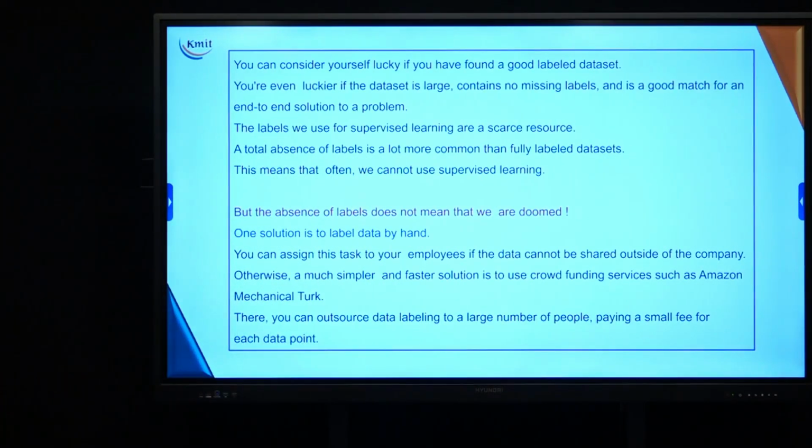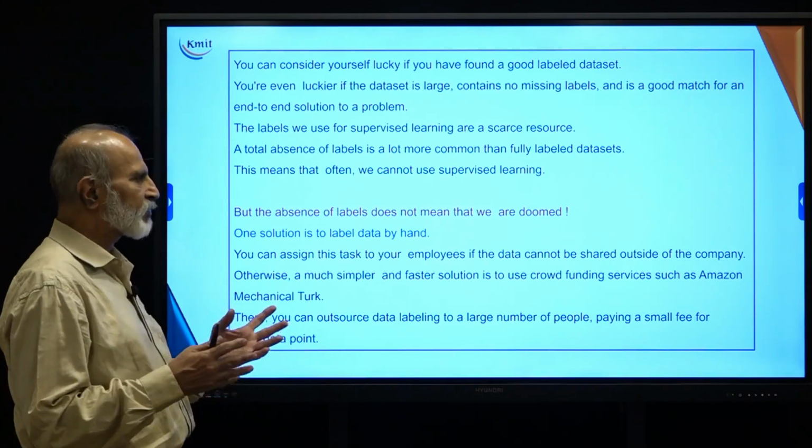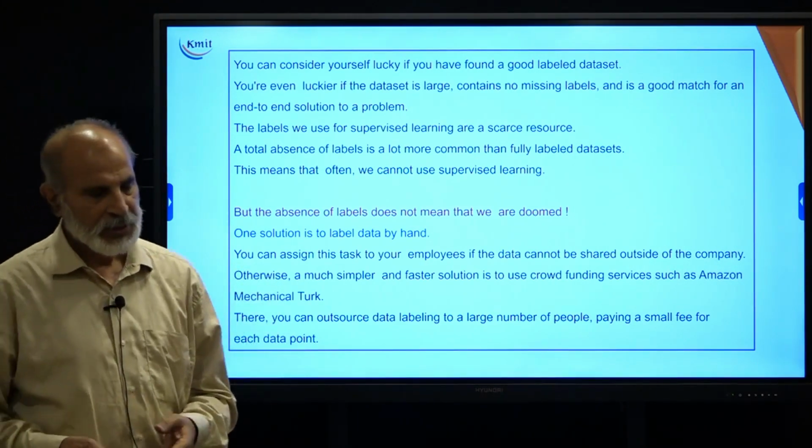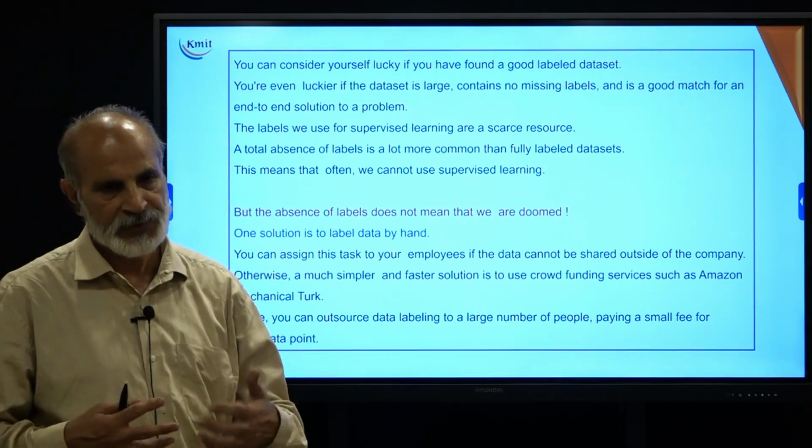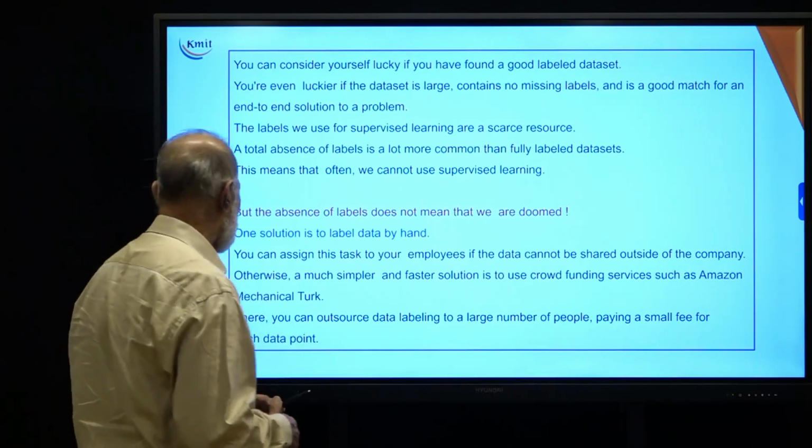You can consider yourself lucky if you have found a good labeled data set. So what we do is, if your data set is very good, we are able to train our model. If the data set is not good, then we use data augmentation techniques to increase the artificial data set, and we try to solve the problem at hand.